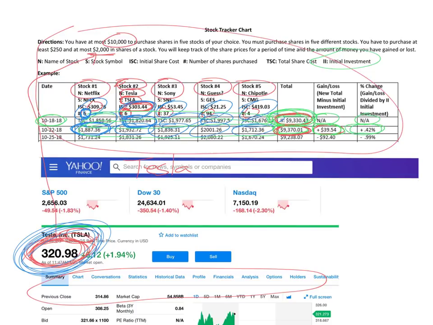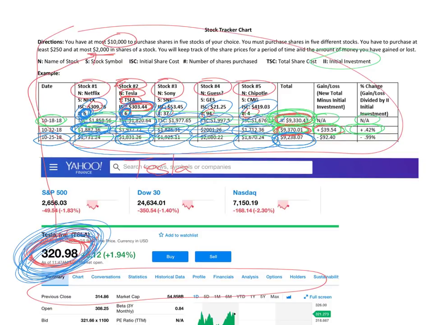Then a day in the future, you're going to go back and check your share prices again. Once again, you're going to look at the number of shares. In this case, Tesla, we're going to go back and look at the share price and multiply that by 6, and we get our new total. And get your new totals for all of the stocks you're investing in. Add them all up. You have your new total for all of your stocks combined.